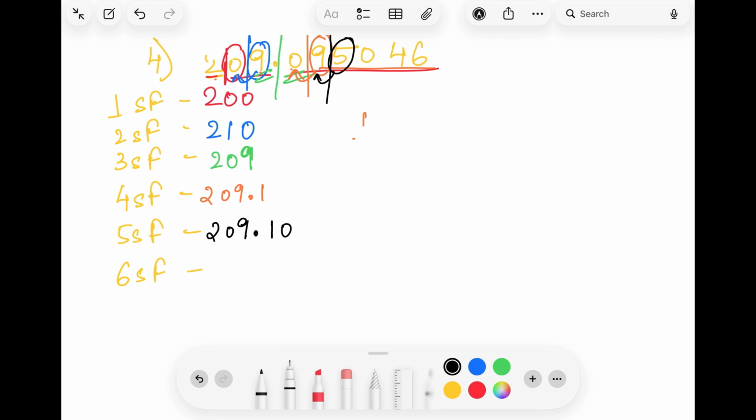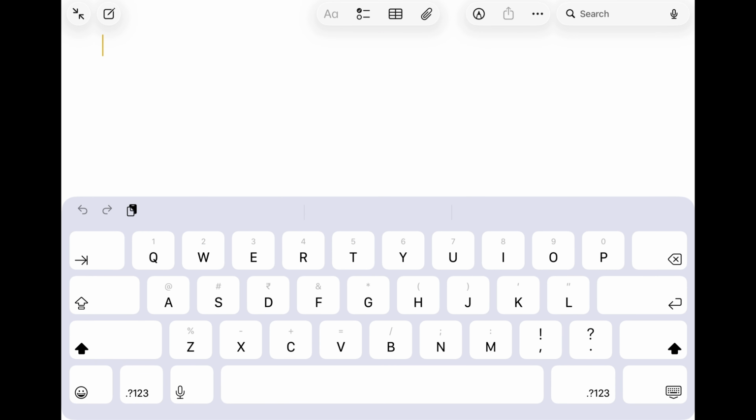Then the last one is 6 significant figures. So after 5 put a dash. Then the number is 0. So I add nothing to this number, and the number remains as 209.095. So in this question only, we have rounded off the number to 1, 2, 3, 4, 5 and 6 significant figures. Now not necessary again, you will have straightforward questions.